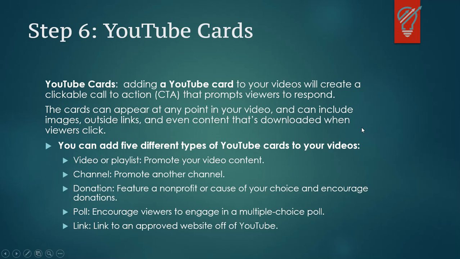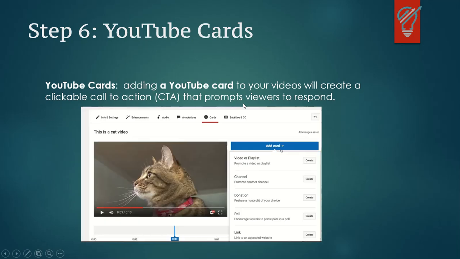Now we're going to talk a little bit about YouTube cards. Cards are those things that pop up during a video that users can click on, and they can go somewhere. They can go to another specific video or playlist. They can go to a different channel if you want. If you're raising donations, you can have them go to the donation site. If you find that you're losing people at a certain spot, you may want to put a poll to encourage people to interact. And once they engage with the poll, it may keep them around for another 45 to 60 seconds. And then finally, you can have a link to an approved website off YouTube.